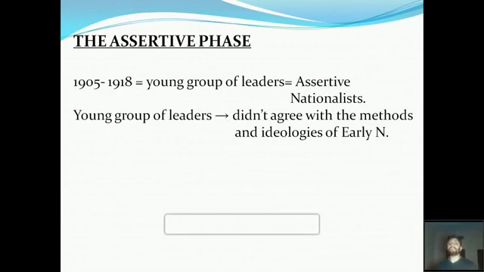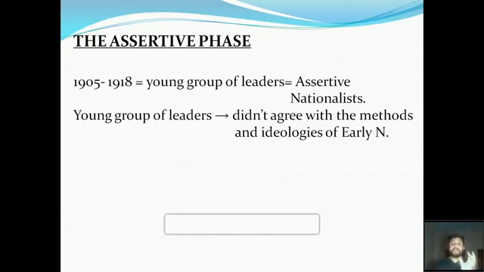But in the case of assertive nationalist leaders, they were not happy with these simple methods adopted by the early nationalist leaders. They expected something else in order to achieve their goal. Their goal means the freedom of the country. So that's why they were not ready to agree with the methods and ideologies of early nationalist leaders.